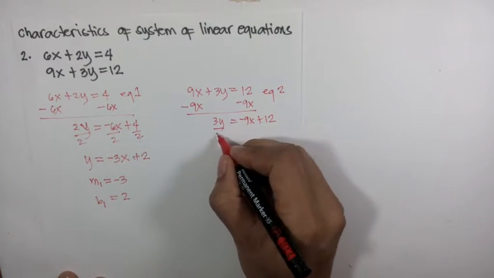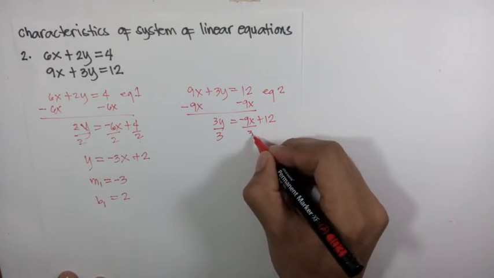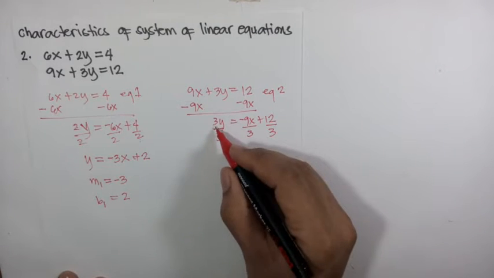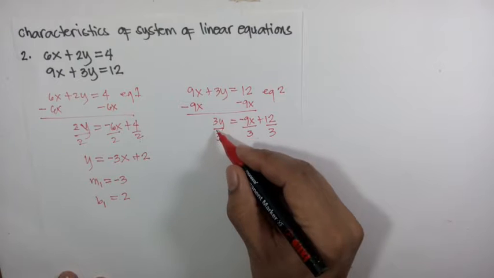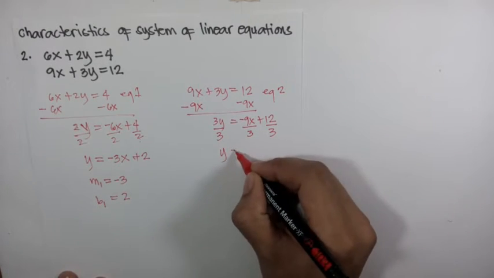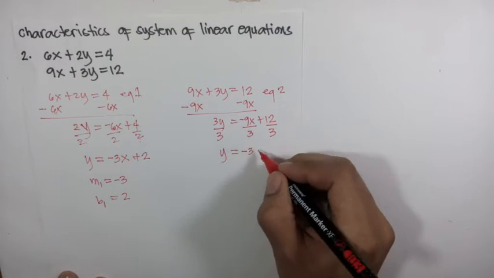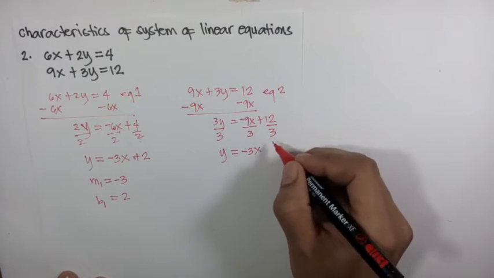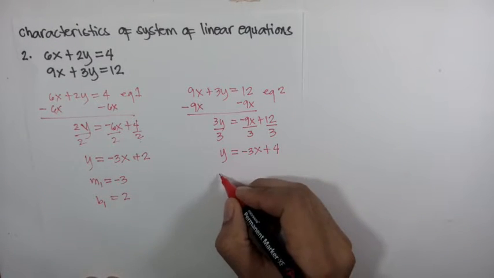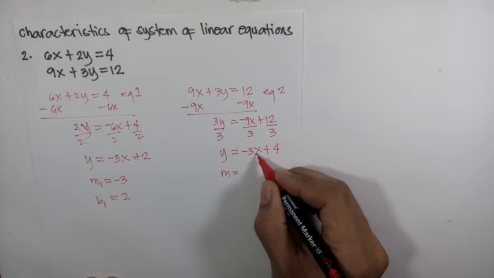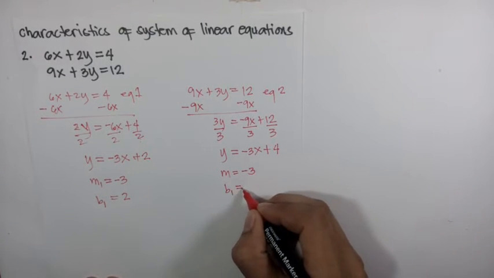Divide by 3 so that this one will become 1. Do the same on the other side of the equation. 3 divided by 3 is 1, so 1y, or y. Negative 9 divided by 3 is negative 3, and then you have x. 12 divided by 3 is 4. So the slope here is equal to the number beside x, negative 3, and the y-intercept is 4.